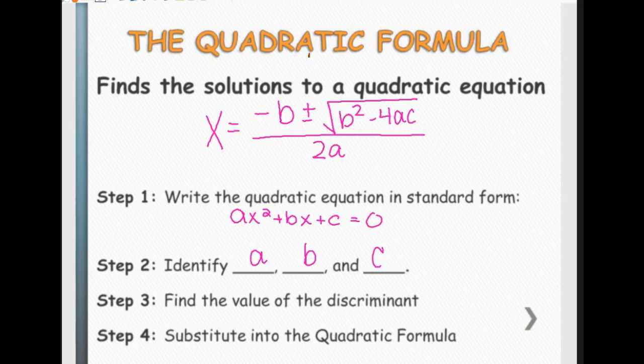The very first thing we have to do is set the equation equal to 0. After the equation is set equal to 0, then what we do from there is identify the a, the b, and the c, find the value of the discriminant, and then substitute everything into the quadratic formula and simplify.